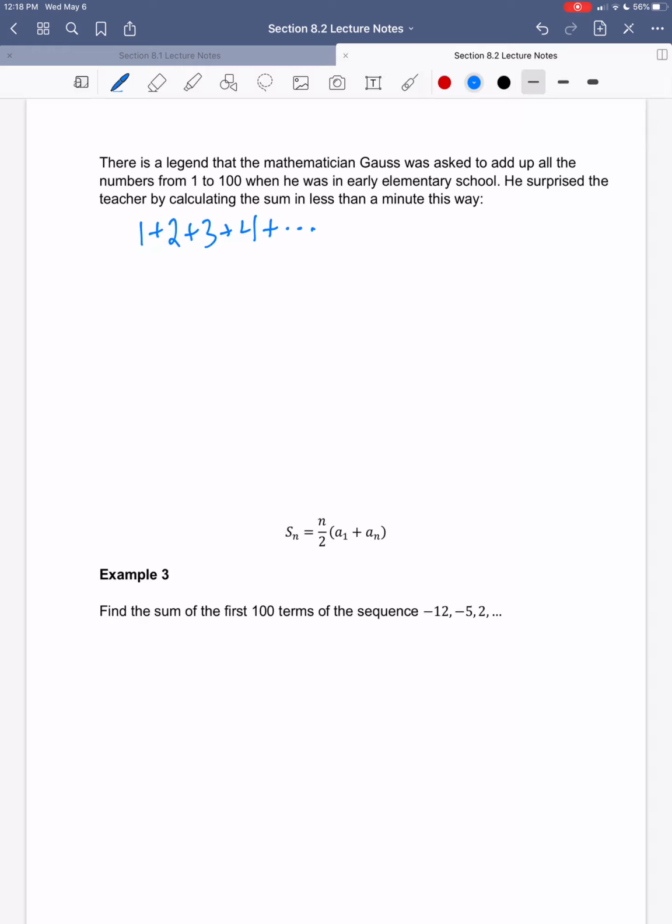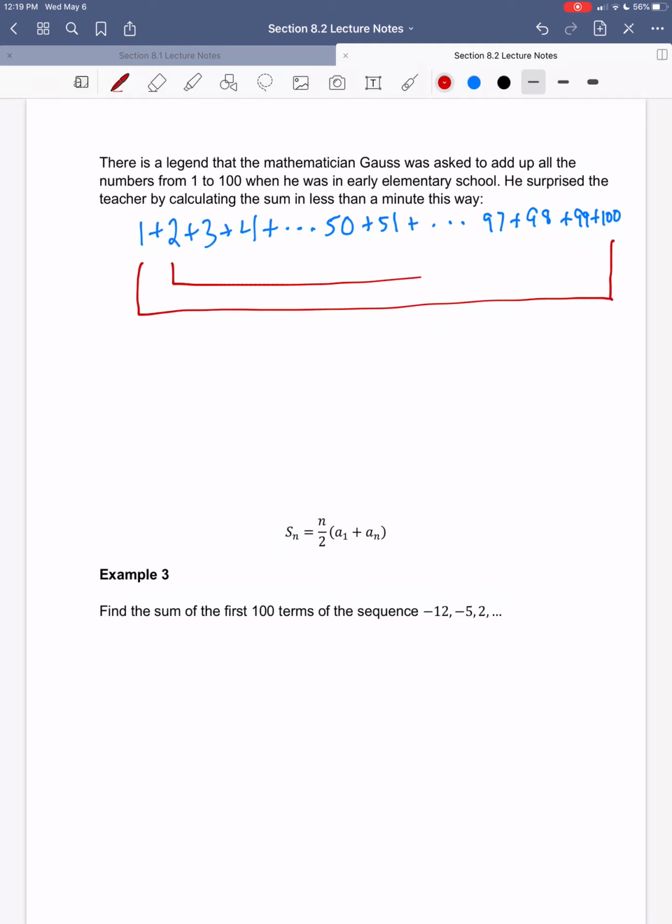But this mathematician Gauss sort of figured out when he was in early elementary school that eventually, of course, you'd get to 50 and then 51, and then you could keep adding, and then eventually you'd get to 97, 98, 99, and 100. But what he realized then is that you could take the 1 and pair it with the 100, the 2 with the 99, the 3 with the 98, the 4 with the 97, and the 50 with the 51.